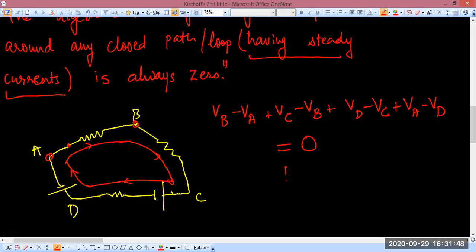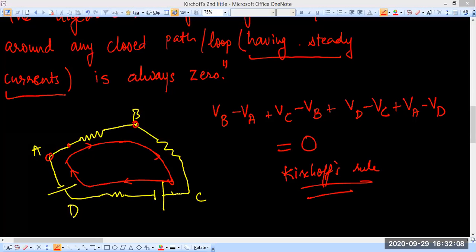That is what Kirchhoff's rule says. Is this some kind of joke? It will be 0, won't it? It has to be 0. So this is the Kirchhoff rule, right? Very good. This will be 0, right? This will be 0.